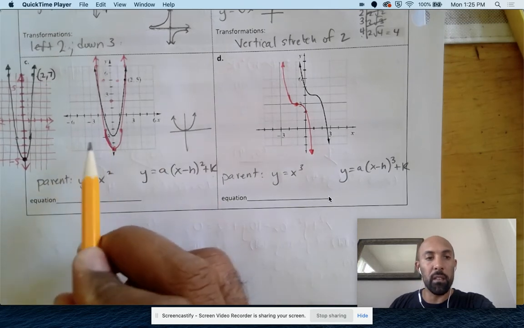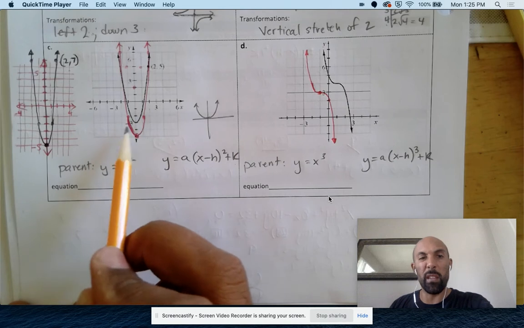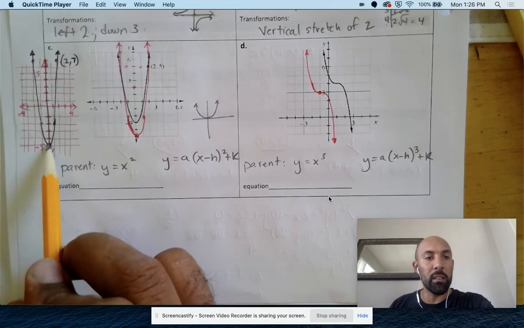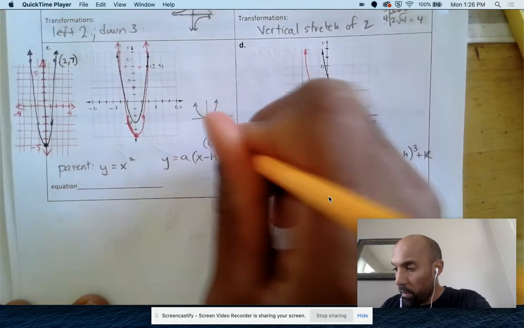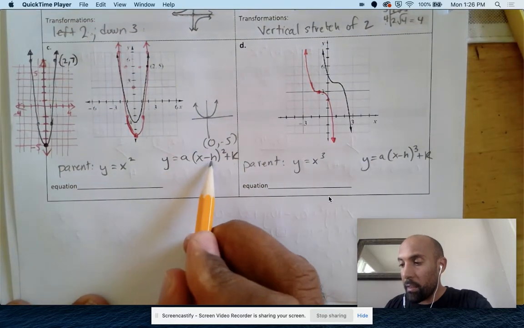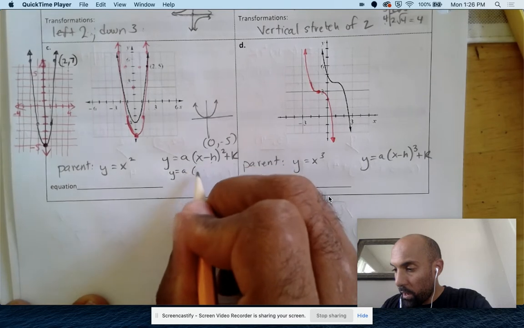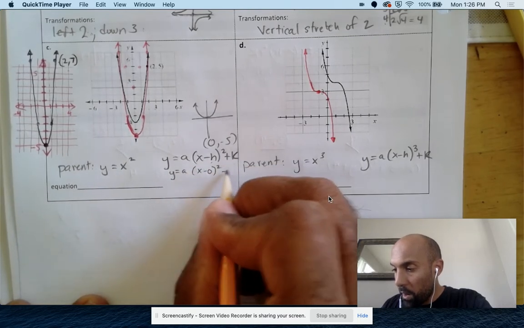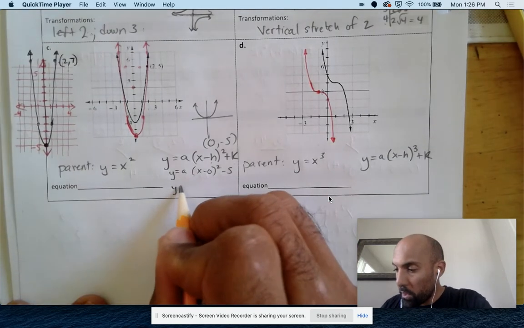So the vertex on this graph, and notice how I made a new one over here, because I was going to put it on here, but it just got messy. So I put it right here. So my vertex here is 0, -5. So what that means is that here I would put in 0 for h, and then here I put in -5. So let's simplify that a little bit.